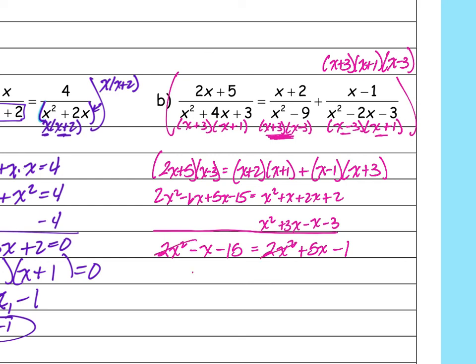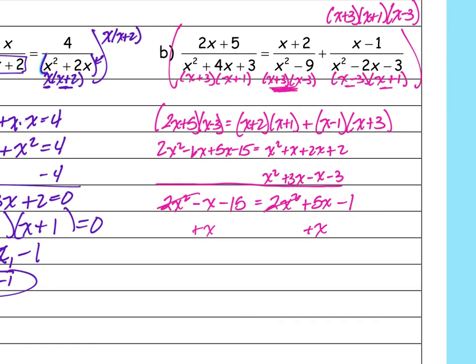So I'm going to add x here, and then I'm going to add 1. And then I'm going to get, let's see, negative 14 equals 6x. Divide by 6. And x is going to equal negative 7/3.